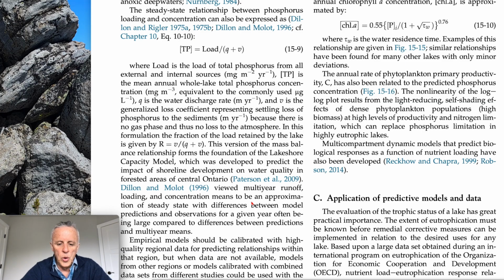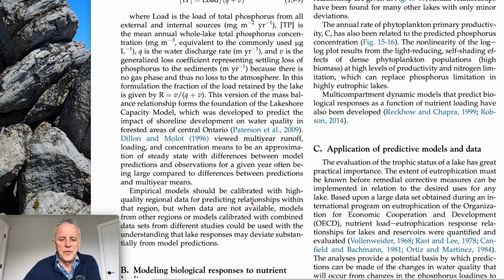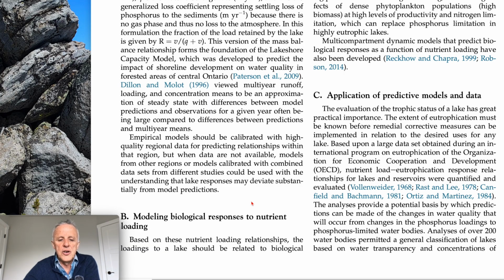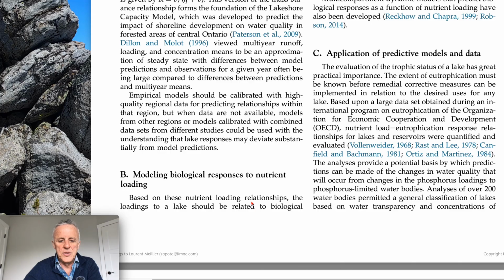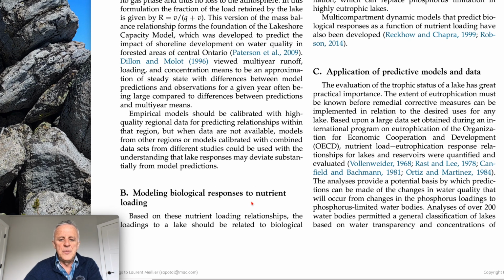In this formulation, the fraction of the load retained by the lake is given by R is equal to v over Q plus v. This version of the mass balance relationship forms the foundation of the lakeshore capacity model, which was developed to predict the impact of shoreline development on water quality in forested areas of central Ontario. These authors viewed multi-year runoff loading and concentration means to be an approximation of steady state, with differences between model predictions and observation for a given year often being large compared to differences between predictions and multi-year means. Empirical models should be calibrated with high-quality regional data for predicting relationships within that region, but when data are not available, models from other regions or models calibrated with combined data sets from different studies could be used, with the understanding that lake responses may deviate substantially from model predictions.